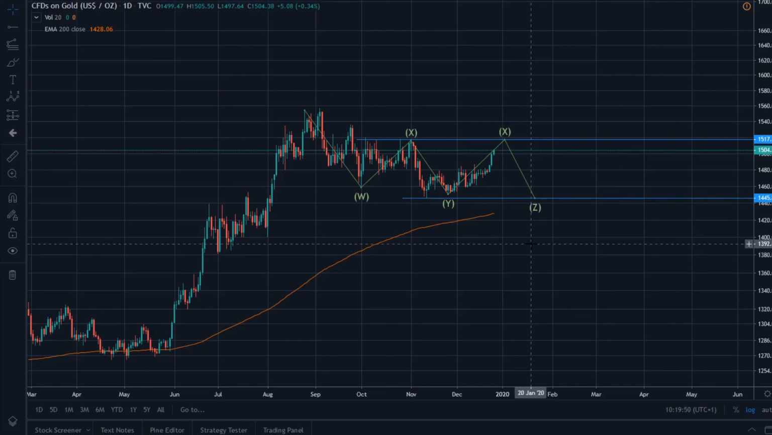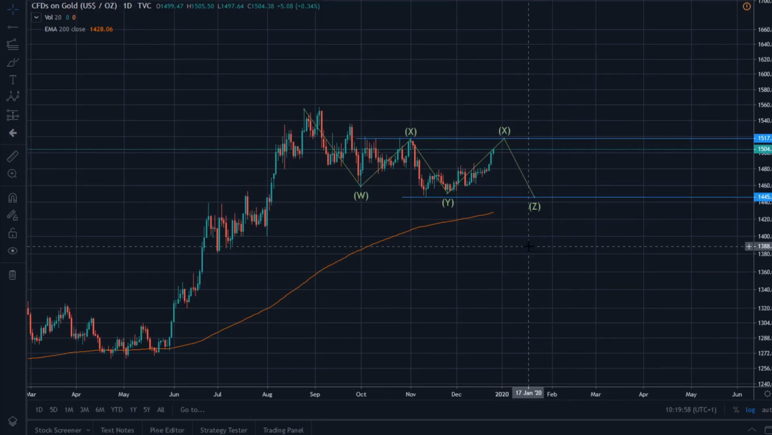There are 3 or 4 different scenarios. In my opinion, something along the lines of this is at the moment the most probable scenario. Of course, I could be wrong, but we will see about this.